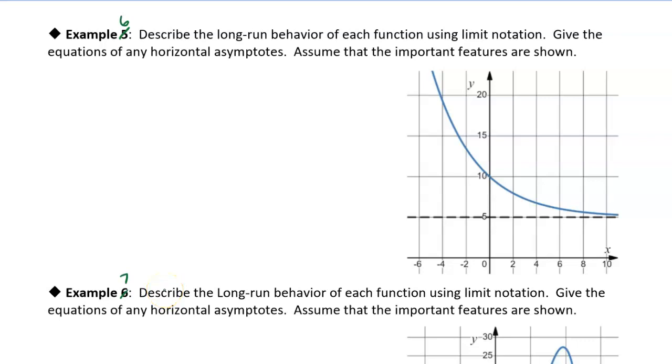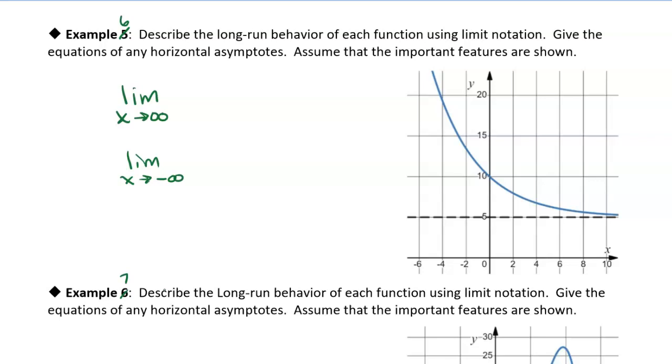In these next two examples, we want to describe the long-run behavior of each function using limit notation and give the equations of any horizontal asymptotes. All right. So in the last example, we saw that long-run behavior just describes the behavior as x approaches infinity or x approaches minus infinity. So what we want to do is look at the limit as x approaches infinity, and the limit as x approaches minus infinity.